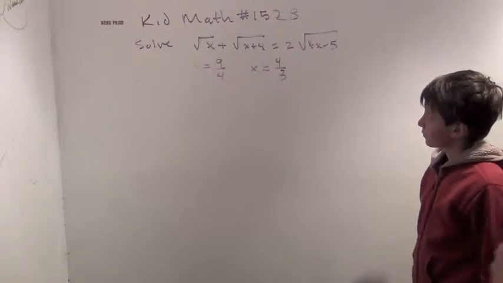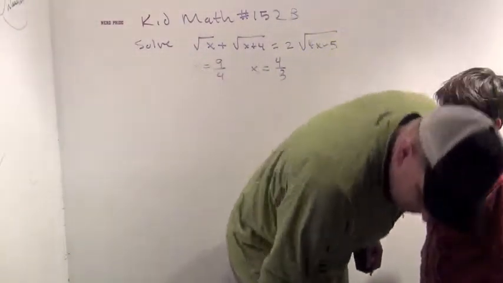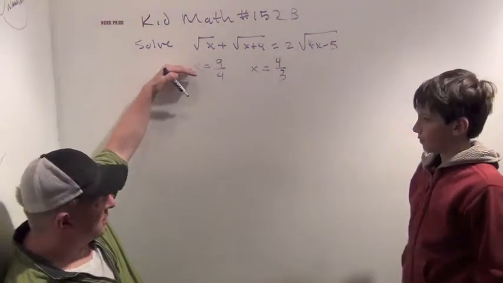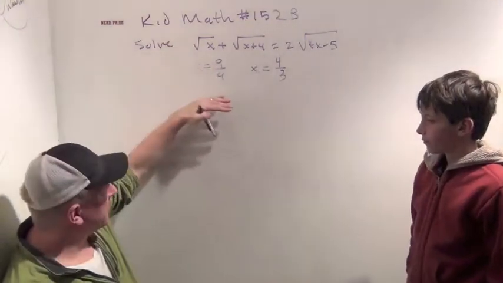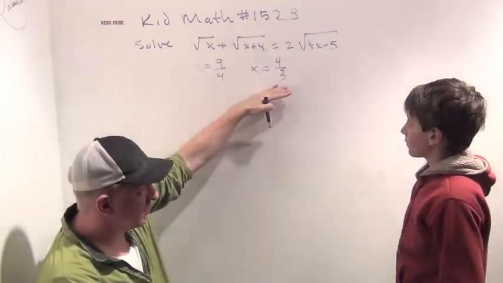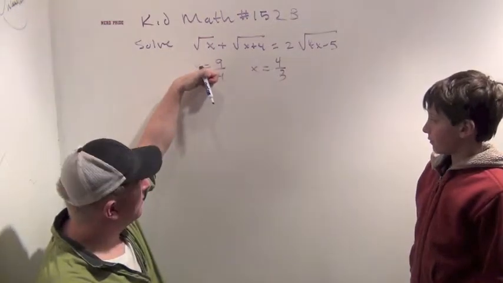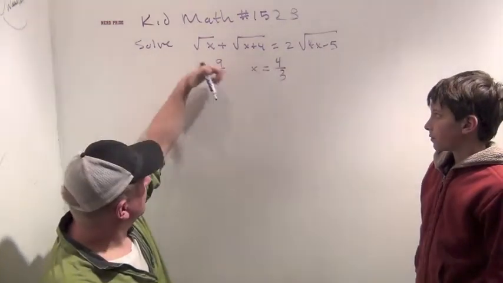Okay, welcome back. So we got x equals 9/4 and x equals 4/3 as solutions to our math. And it was a surprise because we were only expecting one solution, and we were expecting that solution to be between 2 and 3, which is here. Right? Now, let's just check real quick.